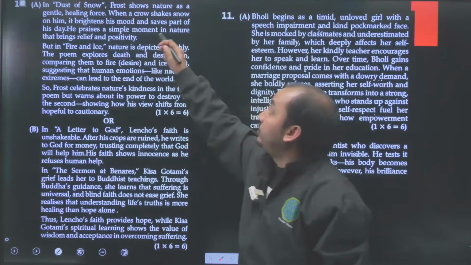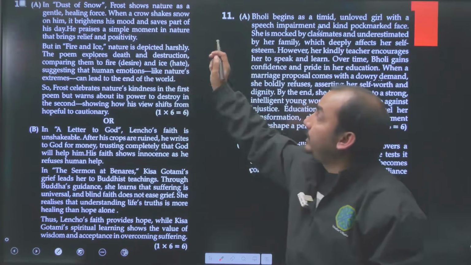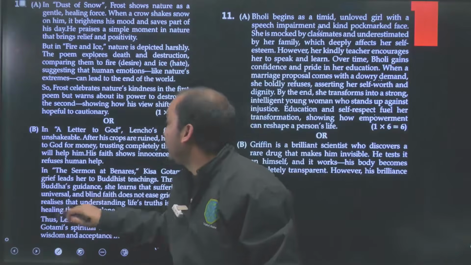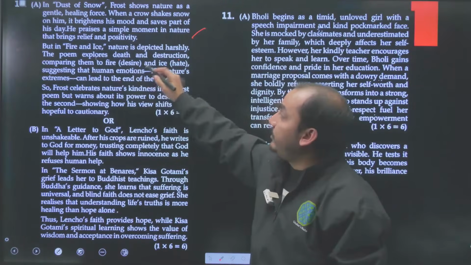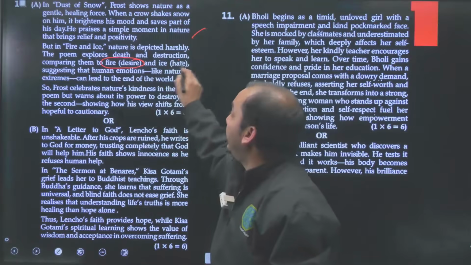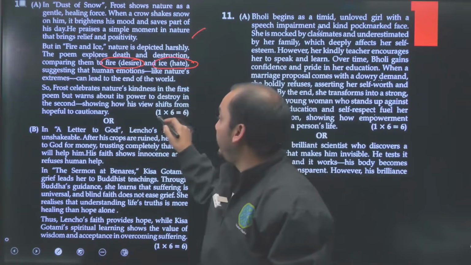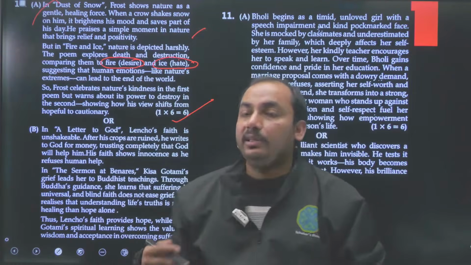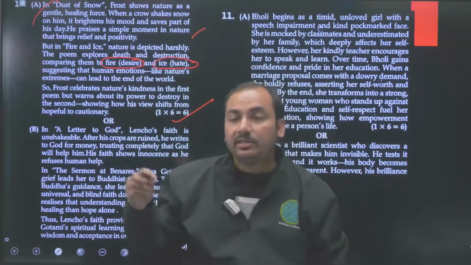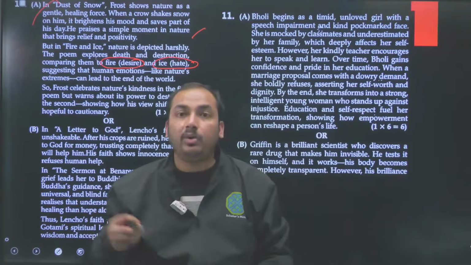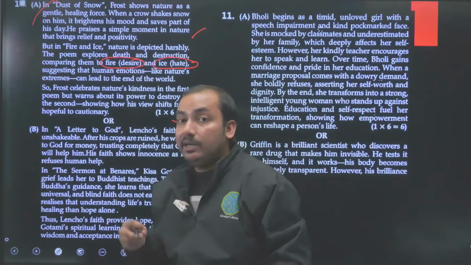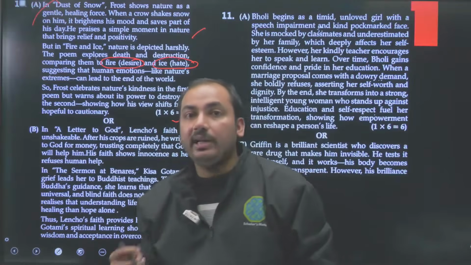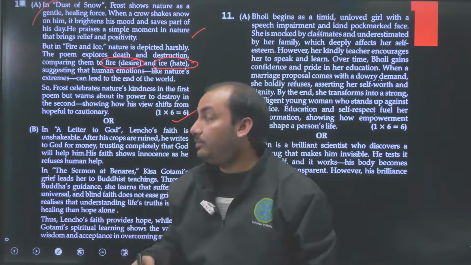In Dust of Snow, Frost shows nature as a gentle healing force when a crow shakes snow on him. This part we have already discussed in the previous questions just now. But in Fire and Ice, fire is compared to desire and ice is compared to hate. We have to mention this point till here. We just have to compare what actually he represented through both of the poems. So these questions' answers we have to write using 100 to 120 words for 6 marks. And it would be much better if you use paragraph shifting while writing it. It means that if you write in 3 to 4 paragraphs, that will be much better.